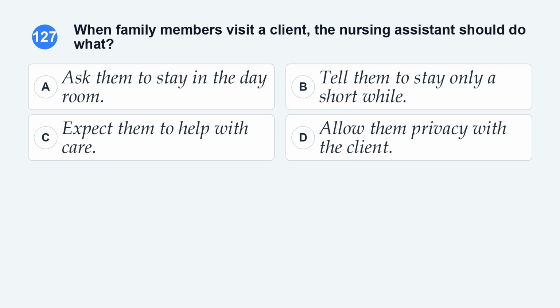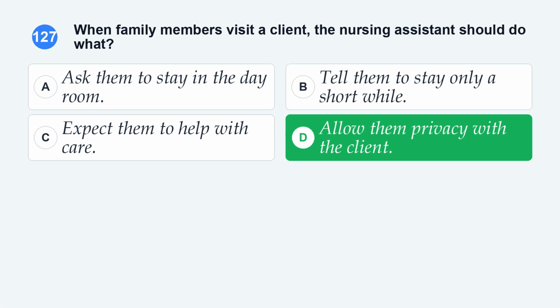Question 127. When family members visit a client, the nursing assistant should do what? Option A. Ask them to stay in the day room. Option B. Tell them to stay only a short while. Option C. Expect them to help with care. Option D. Allow them privacy with the client.